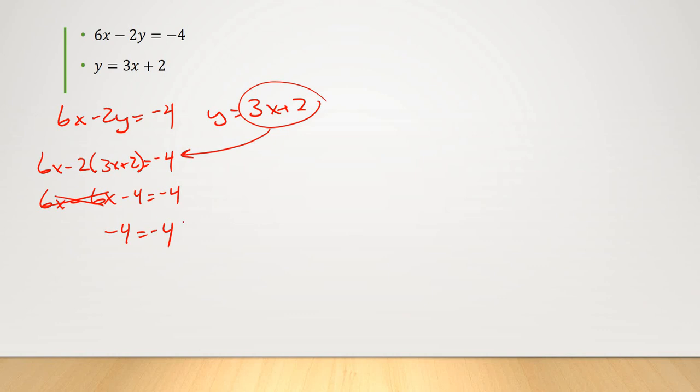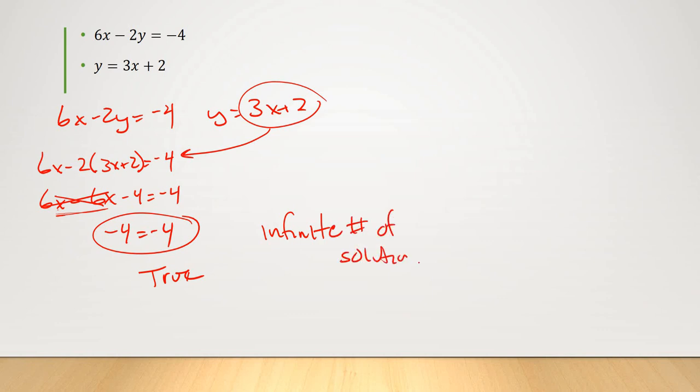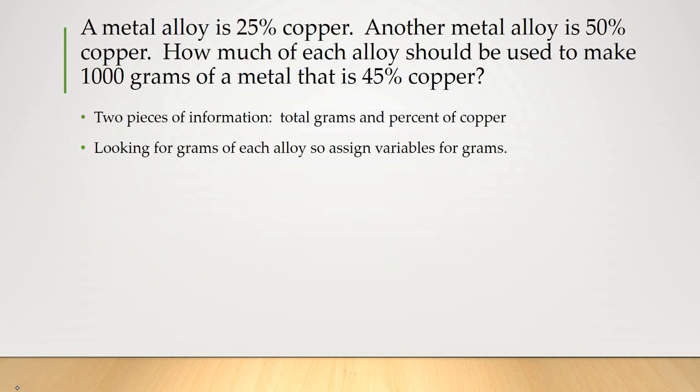Let's think about this. If negative 4 equals negative 4 is a true statement, that means that no matter what value I put in for x up here, this is going to be true. So there are an infinite number of solutions to this one. We'll do a couple more of these in class, and I'm going to show you on a graph how this works as well. The last one is a word problem.